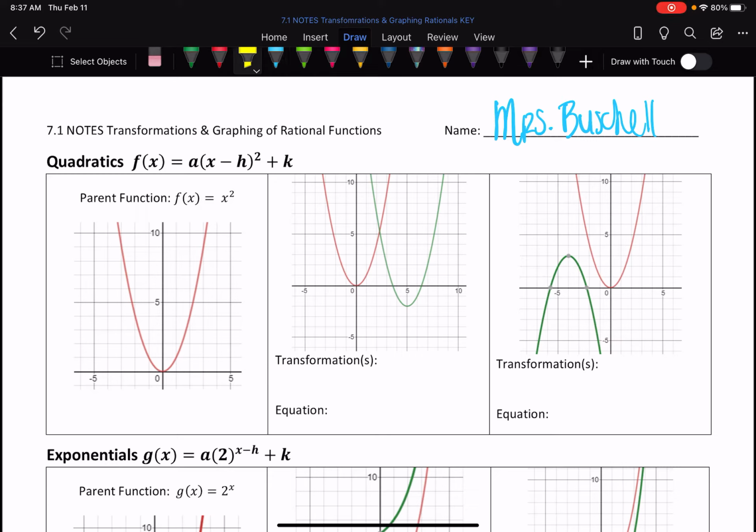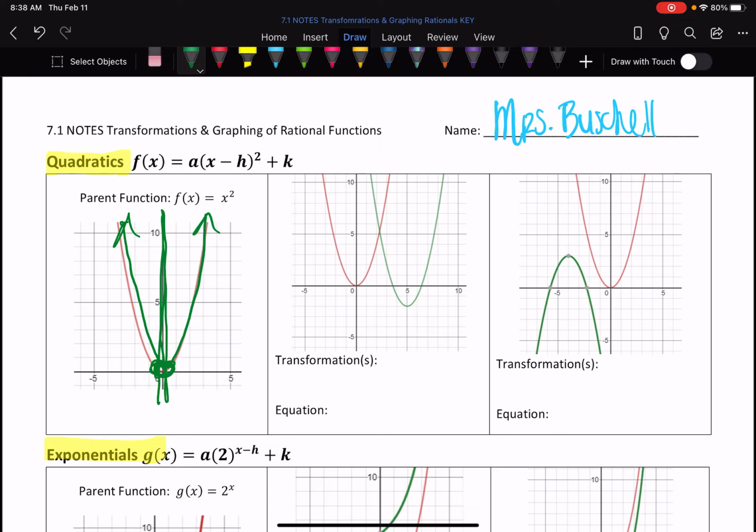Before we actually look at rational graphs, we're going to go back to what we looked at in ninth grade, which are quadratics and exponentials. If you remember with a quadratic, it's this U shape that has the symmetry. I can draw that vertical line, which we call the axis of symmetry. It has that vertex, which is the highest or lowest point. Those were some of the special characteristics of a parabola.